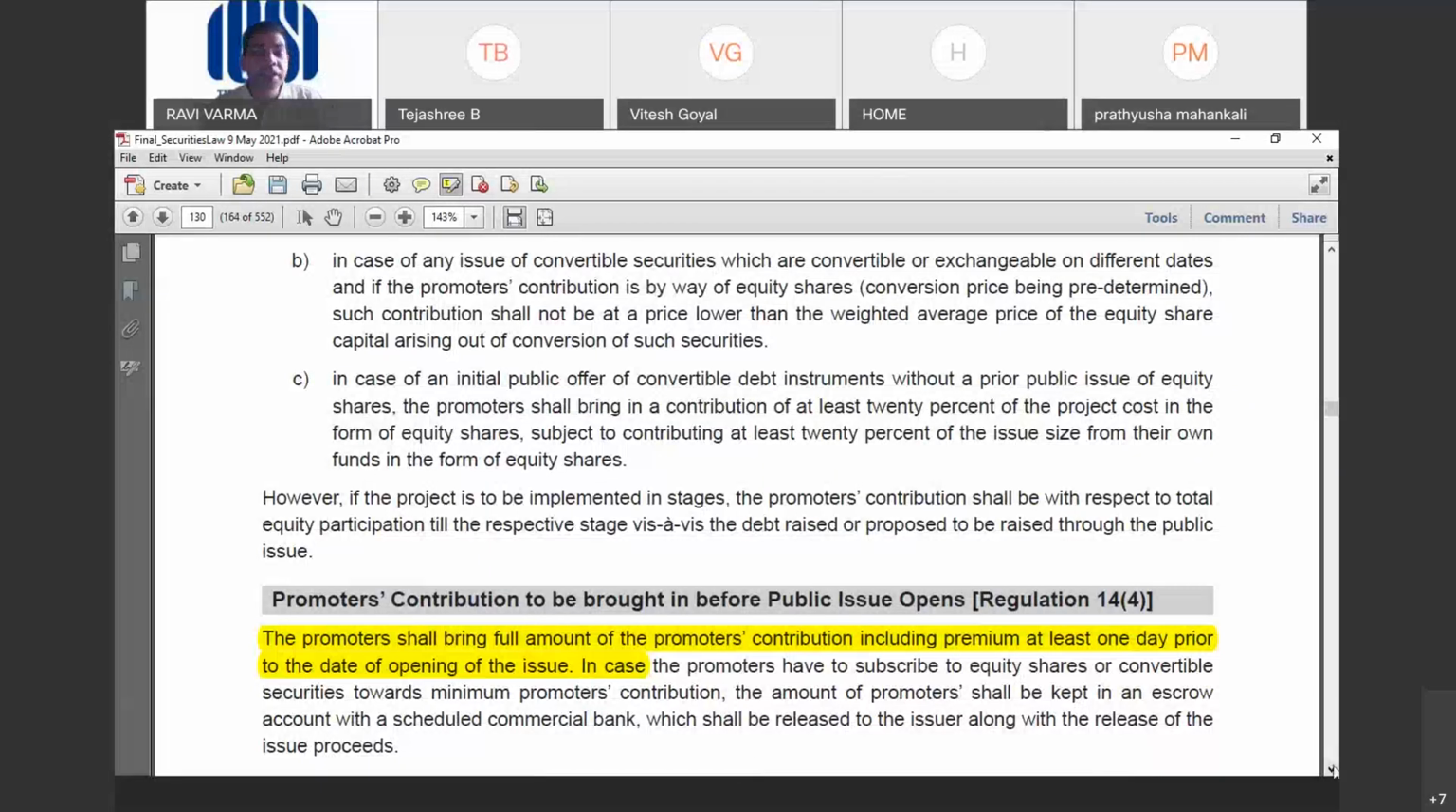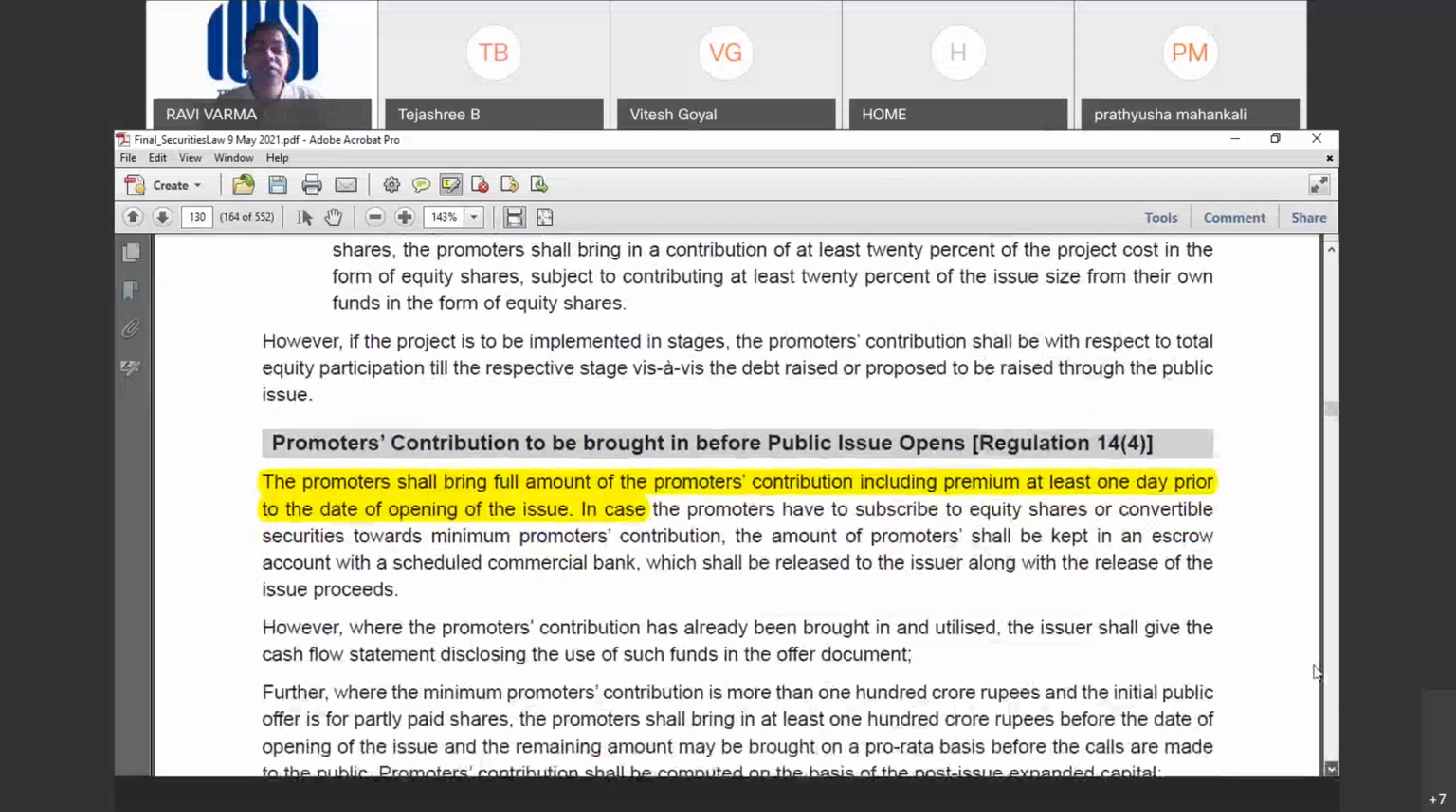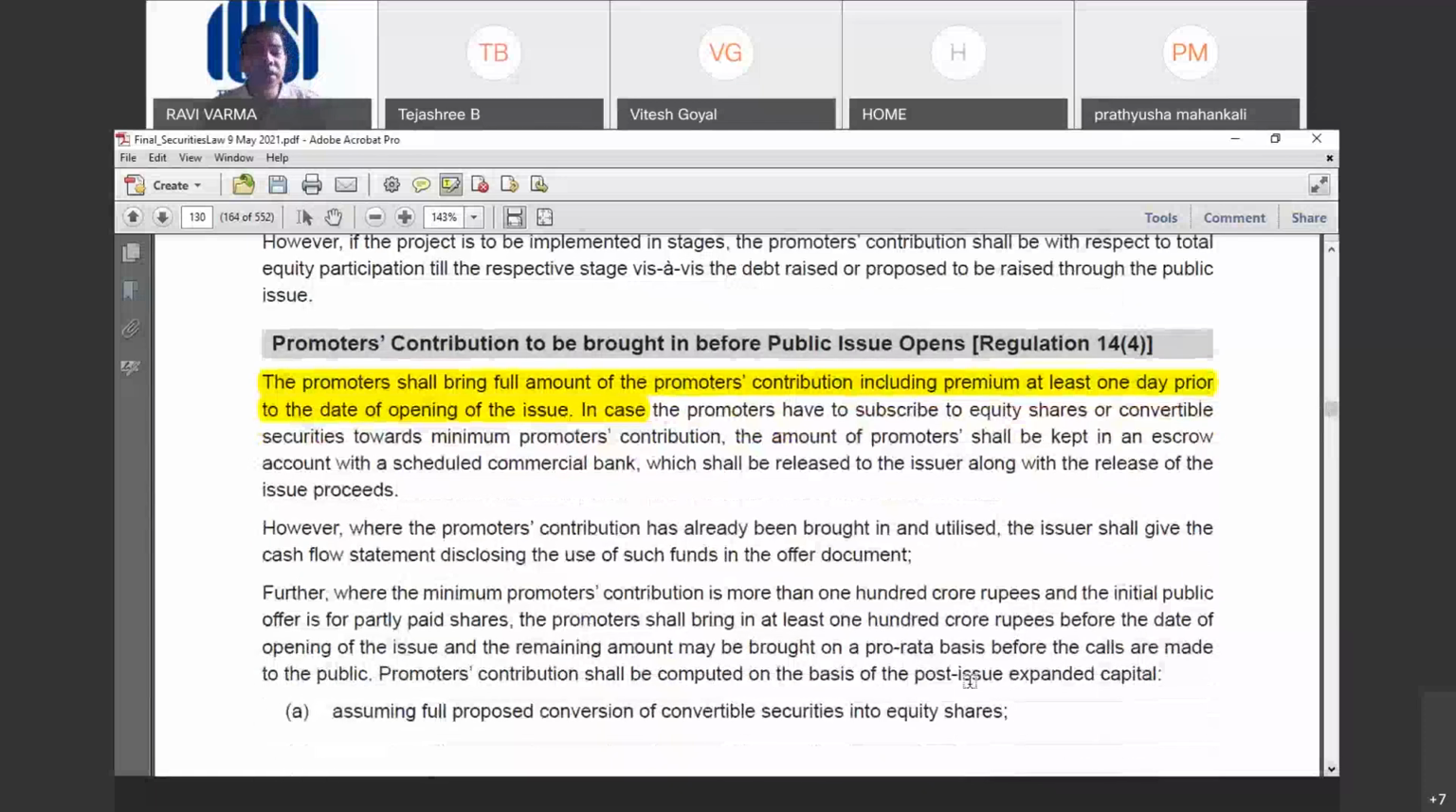Right? Now, the third para, as I was telling you, that if they are supposed to bring more than 100 crore, then they will bring the first 100 crore. And then as and when the offer period opens, they will keep bringing in that amount. So 100 crore should come up front if it is more than 100 crore. Right? Yes, sir. Understood. So that is the minimum promoter's contribution, given on page number 108 of your material. Now I will take you to the next, page 132.